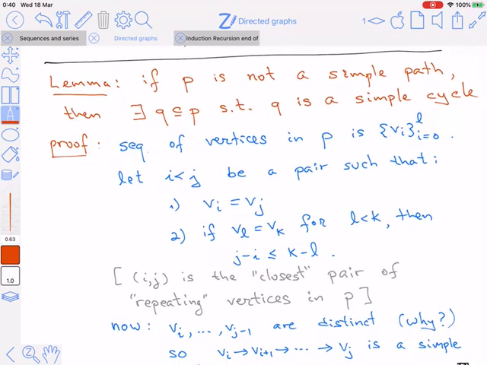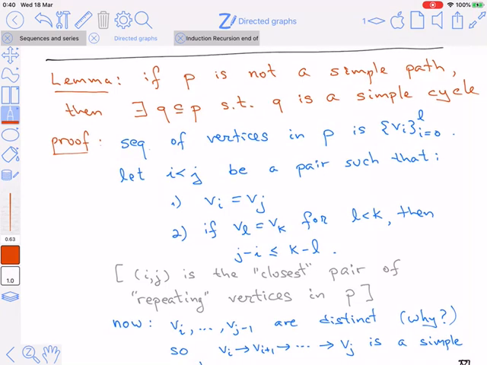Okay, so assume that P is not a simple path. We want to prove that there exists a subpath Q of P, this is a subsequence of the sequence P, such that Q is a simple cycle. How do we prove this lemma? Well, P is a sequence of vertices. Let's denote them by V0 up to VL.